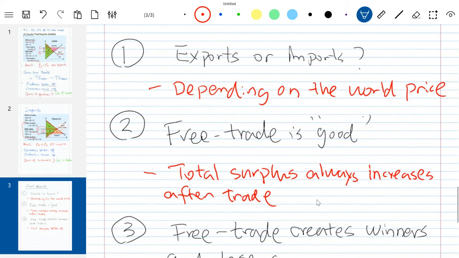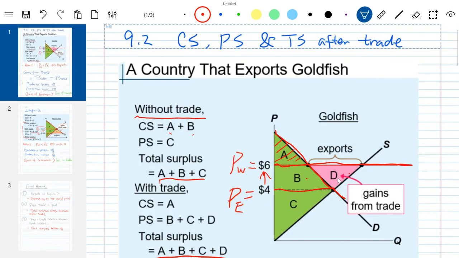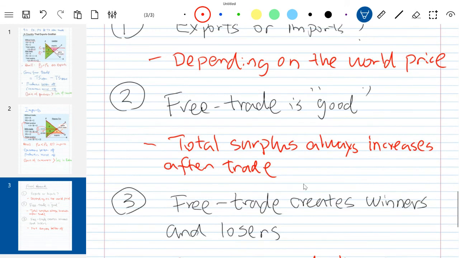In addition, we also conclude that free trade is good because the total surplus in both cases, whether the country is importing or exporting, is always greater than the total surplus in the case when the country is not doing free trade at all. And in both cases, we conclude the gains from trade is this area D. So this is for export and this is for import. So that's why we argue free trade is good, because the total surplus in both cases has gone up.